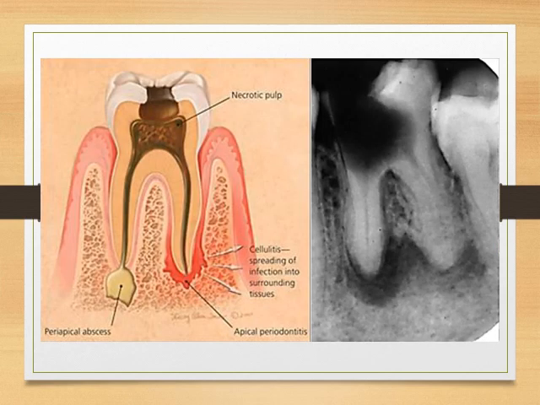Bacteria from the caries reach the pulp, causing pulpitis and then necrotic pulp due to lack of any treatment, and then spread through the root canals and reach the periapical area. The first stage is apical periodontitis, characterized by tenderness during percussion. If this apical periodontitis is left untreated, it will lead to a periapical abscess.